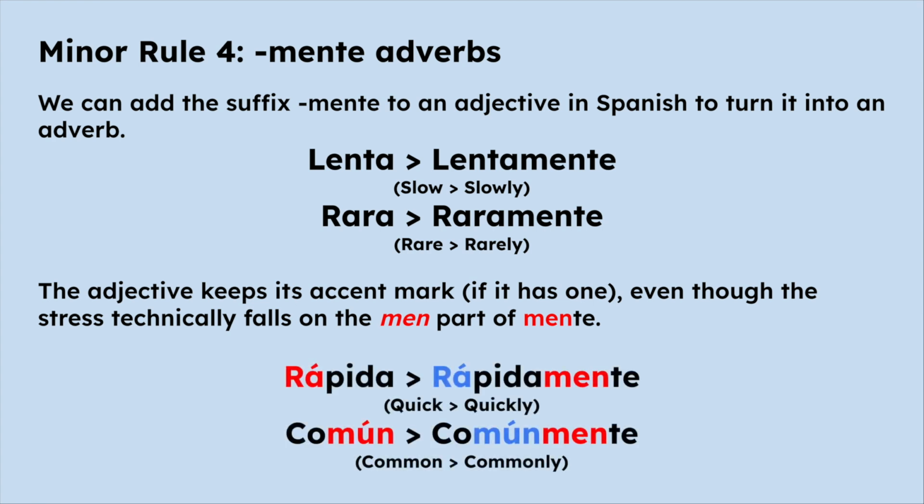So here we can see rápida, meaning quick, versus rápidamente. In rápidamente, the stress technically falls on the men, but the rápida part keeps its accent mark because that's just how it is. Común, meaning common, versus comúnmente. In comúnmente, the stress technically falls on the men, but mún still keeps its accent mark because común has an accent mark. And that's it for the acute accent.